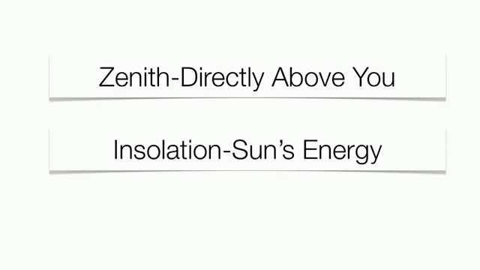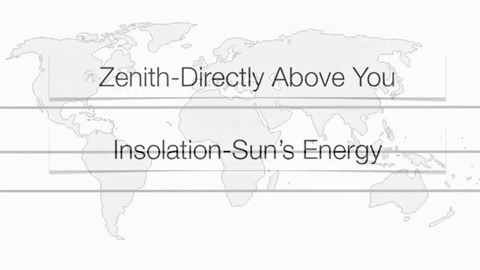A couple of terms you need to know about: the zenith. The zenith is the point directly above you. That's important because there are certain latitudes where the sun actually hits the zenith on certain days. And when we talk about the sun, we have to talk about the sun's energy. It's called insolation, incoming solar radiation. In class, we like to call it the sun's energy. Easy way to remember it.